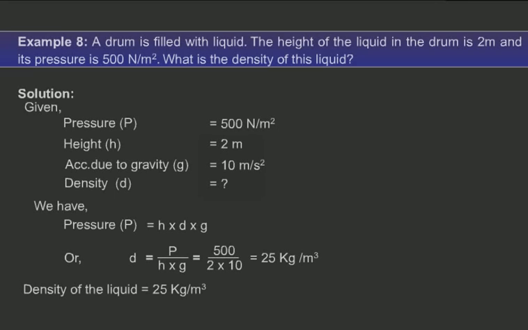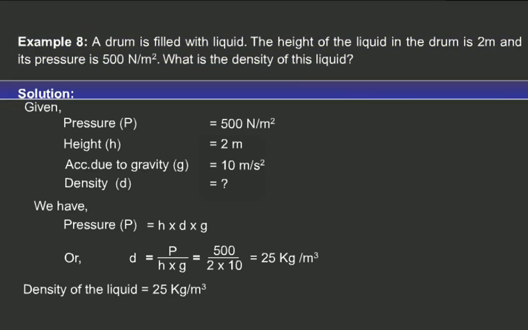In the other example, the question is, a drum is filled with liquid. The height of the liquid in the drum is 2 meter and its pressure is 500 Newton per meter square. What is the density of this liquid? Now here is the solution.